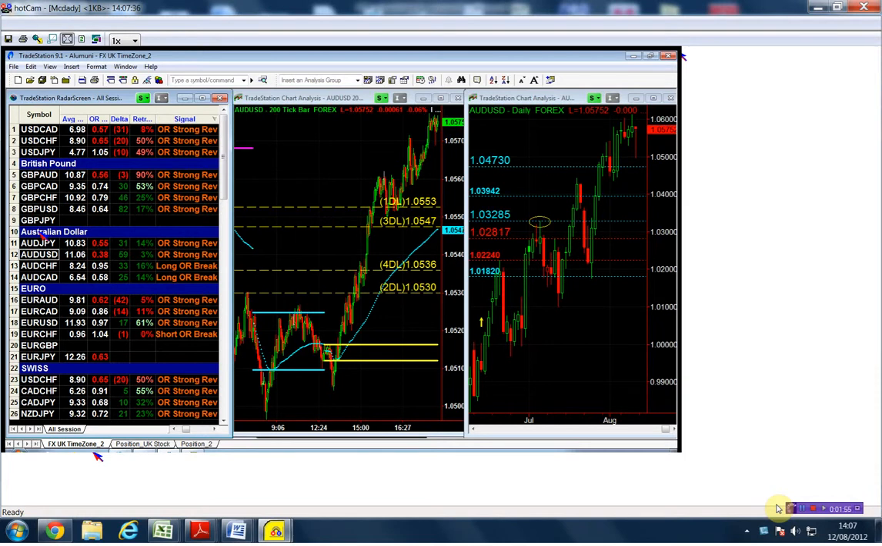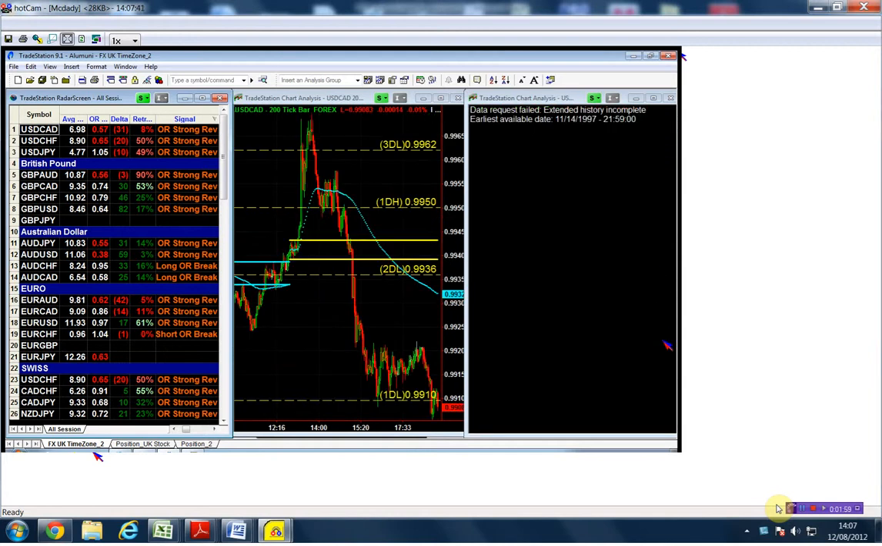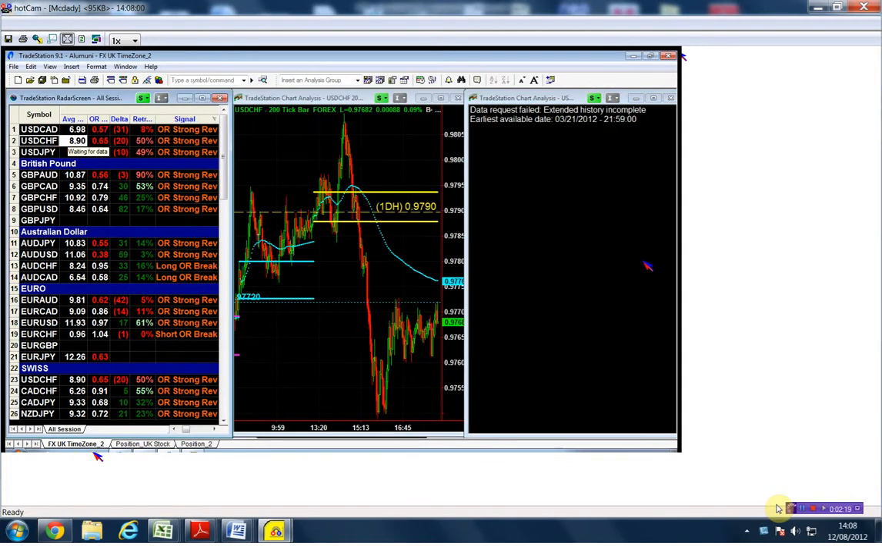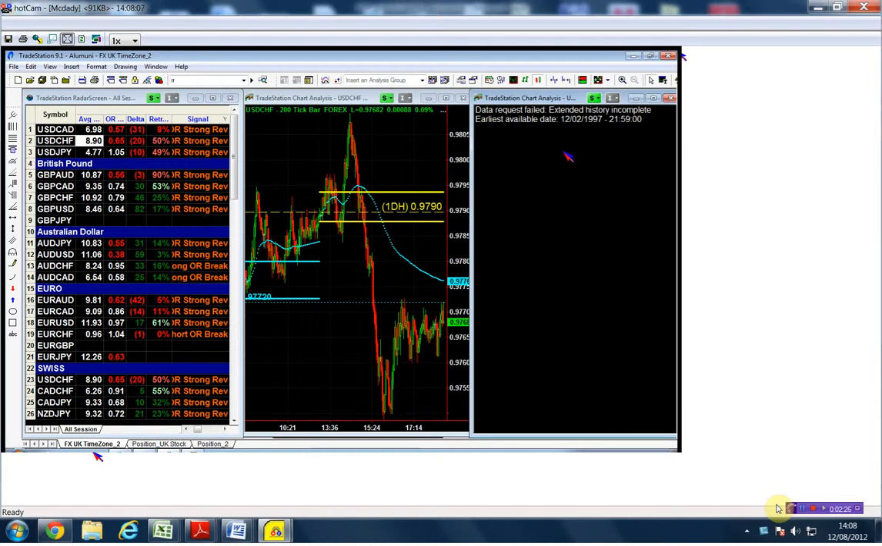If you look at the dollar CAD, you could see the decline that we have in the dollar CAD. Anyway, there's something wrong with TradeStation, so I'm not going to pursue it.